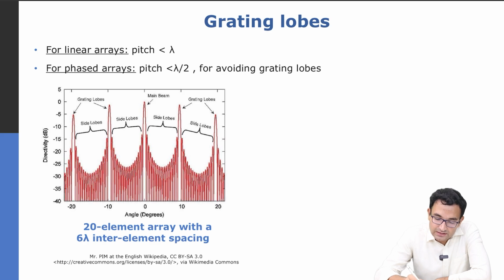Here is an illustration where there is a main lobe, and this is a function of angle. As you can see, there's a main lobe present at 0 degrees, but some strong grating lobes, which are almost comparable, only about 5 decibels or 3 decibels lower than the main lobe, are also apparent at some angles, at 10 degrees and 20 degrees. We would like to avoid this because this array had a 6 lambda inter-element spacing, instead of lambda by 2 or less. So these strong grating lobes are inevitable.